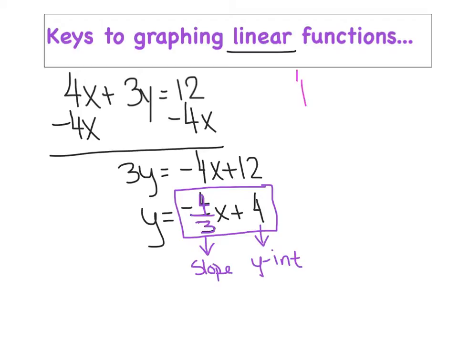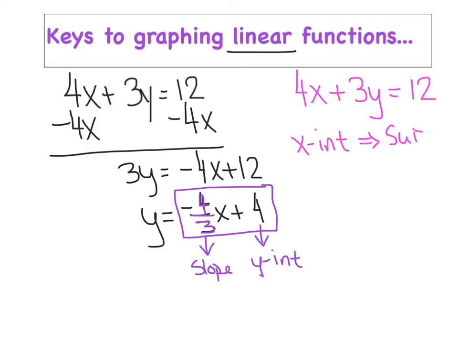And let's go back to the original here, 4x plus 3y equals 12. The first thing I want to do is try to find the x-intercept, which means I'm going to substitute a 0 for y. Sorry, I said that wrong at first. So I would get 4x plus 3 times 0 equals 12, which is 4x plus 0. Divide both sides by 4, and you get x equals 3.